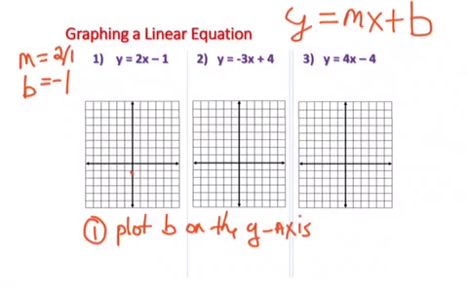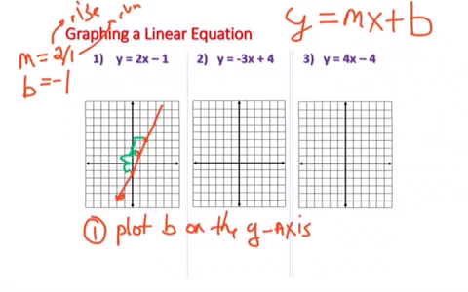So that means that the rise is 2 and the run is 1. So from this point here, we're traveling up 2 spaces and over 1 space. Again, up 2 spaces over 1 space. And we can connect those with a straight line.